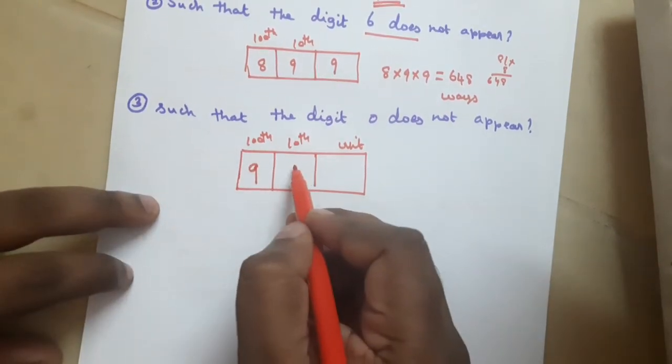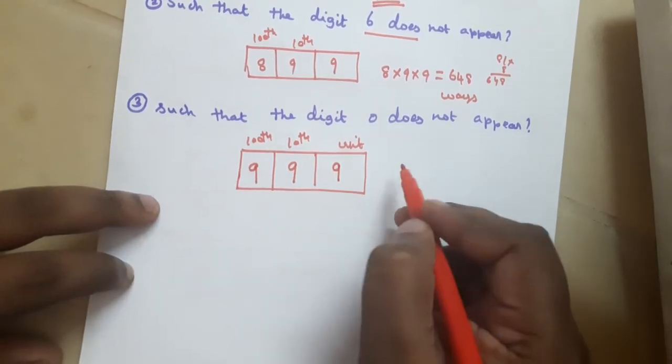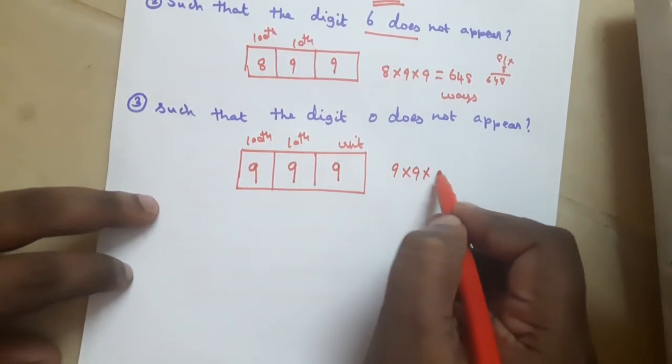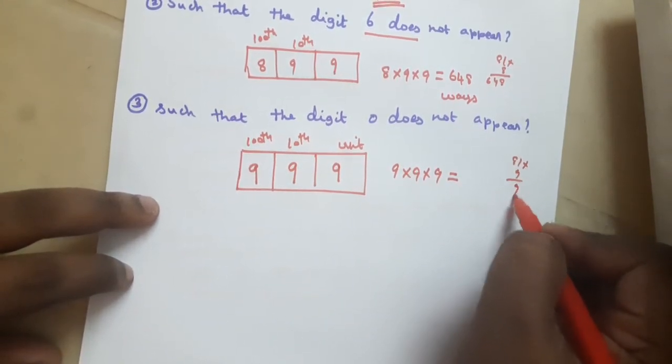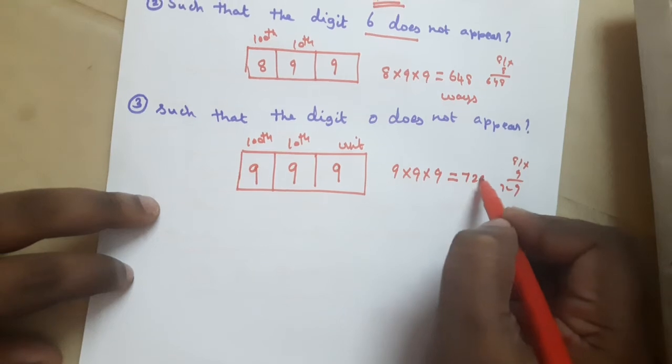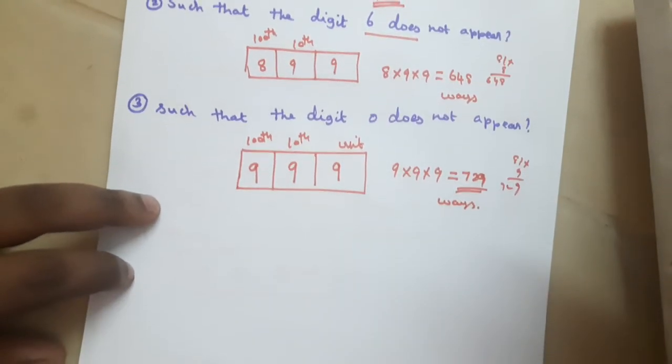In the 10s position also 9 possibilities. In the unit position also 9 possibilities. So 9 times 9 times 9. So 81 times 9 is 729. 729 ways is the correct answer.